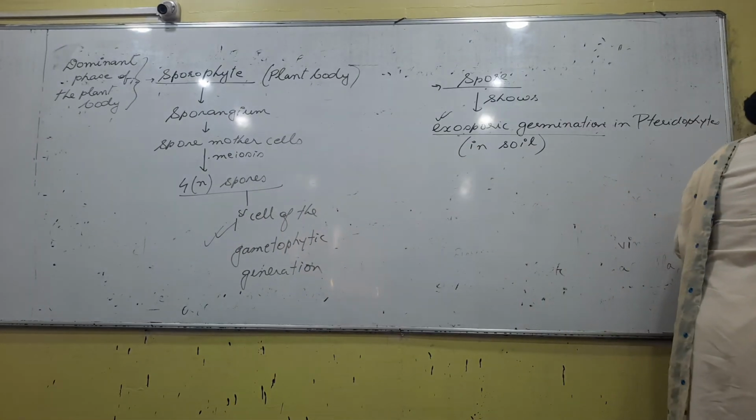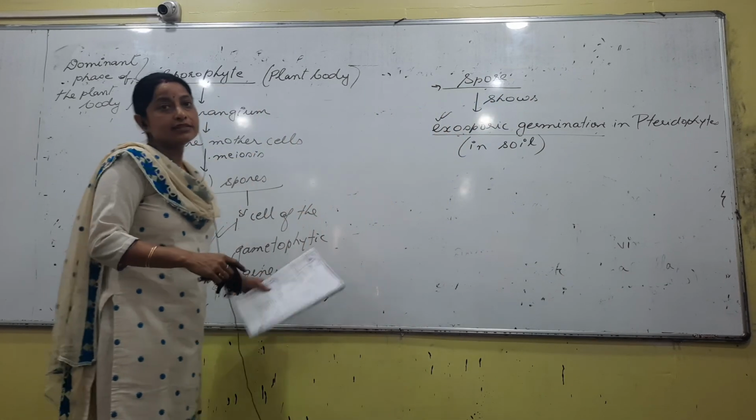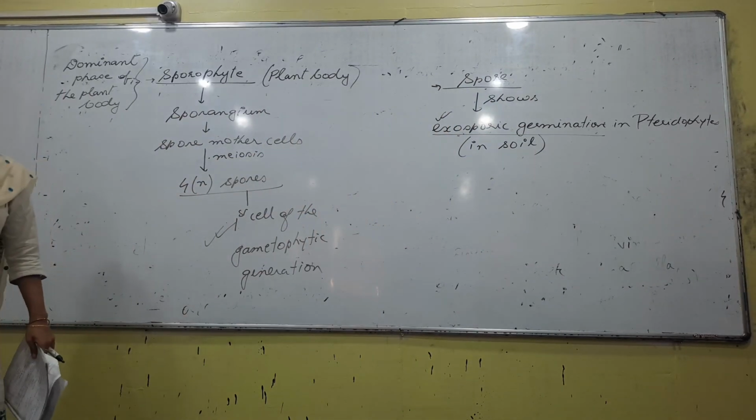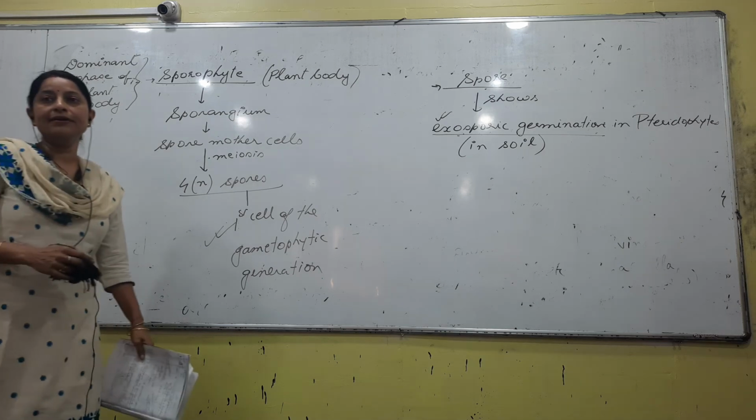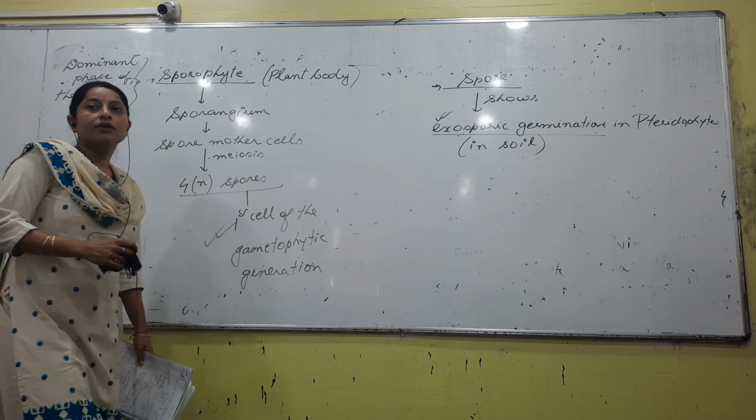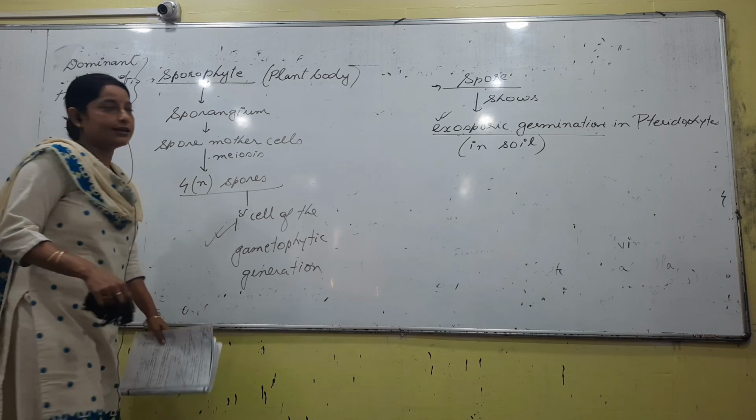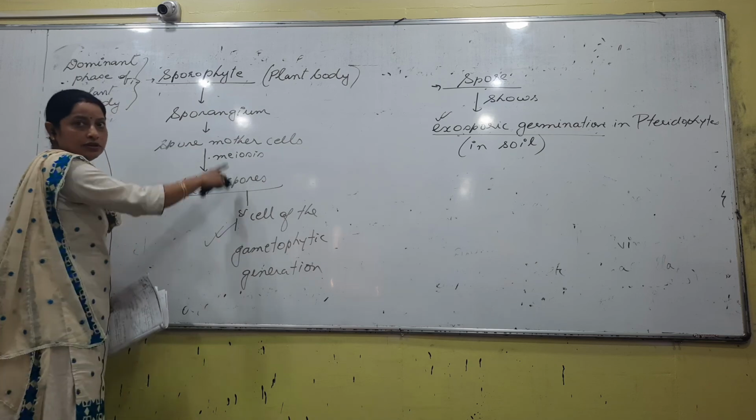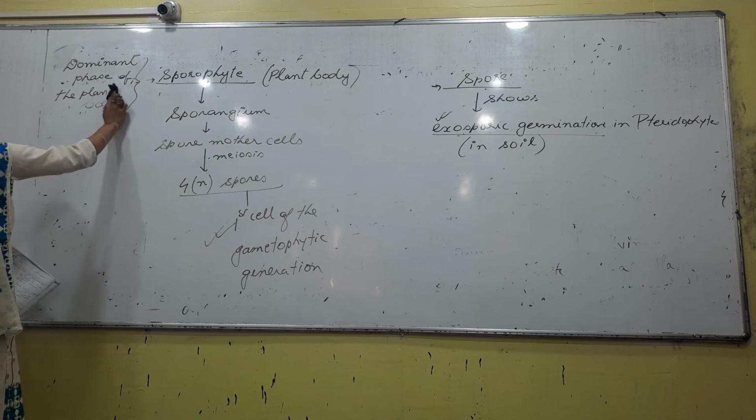Spore will germinate. Talking about germination, endosporic germination and exosporic germination. In case of pteridophytes, what kind of germination will it be? Exosporic. In case of bryophytes, what kind was it? Where did the spore germinate? In the soil itself. So it was also exosporic. This is understood? Write down the rest: dominant phase of the plant body.